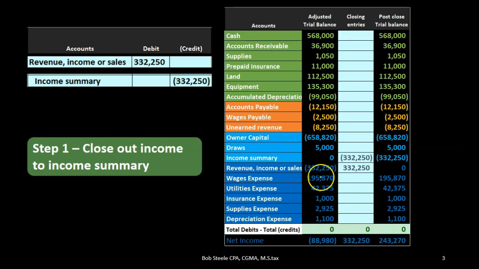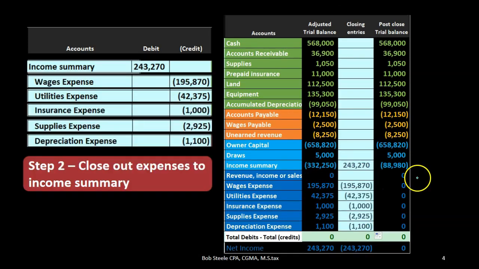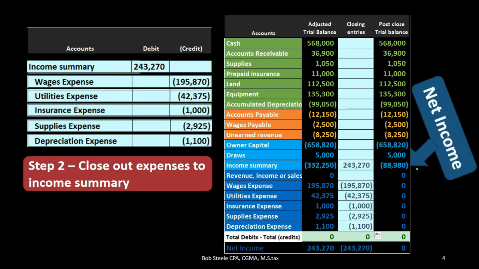Step 1, we closed out revenue. Here's the income. We closed it out, making it zero. We put it into that income summary account. Then in step 2, we closed out all of the expenses so that all the income statement accounts, revenue and expenses, were now zero at this point. And we had the entire amount, $88,980, net income in the income summary.